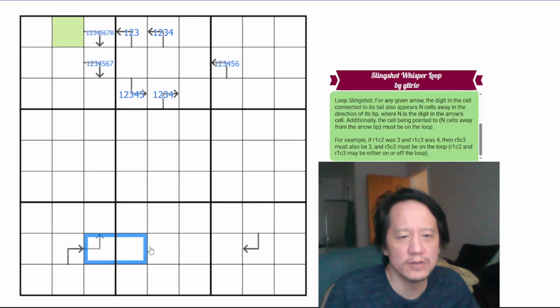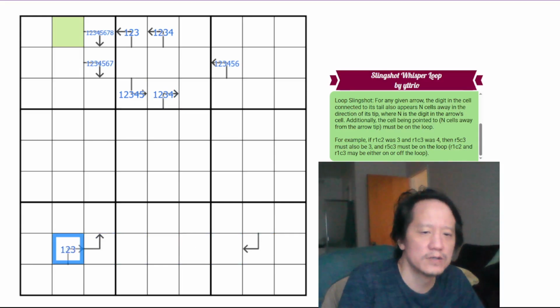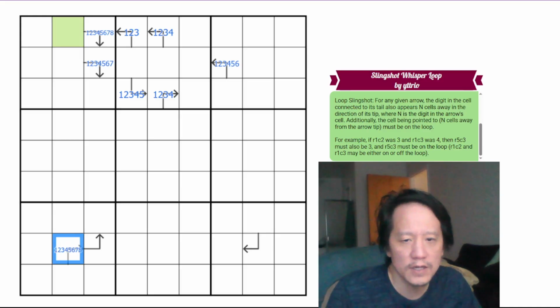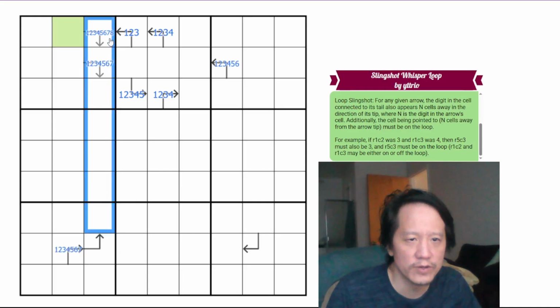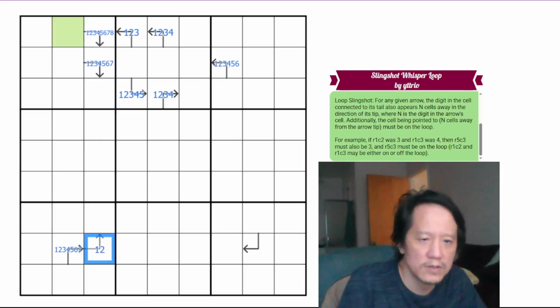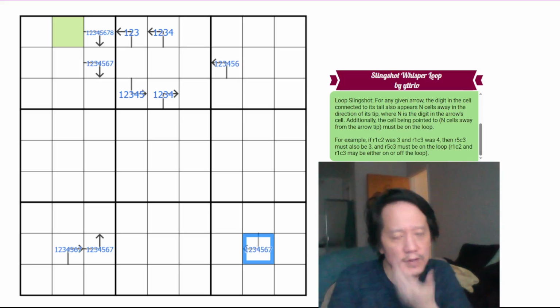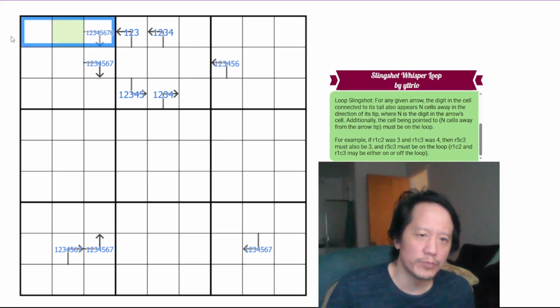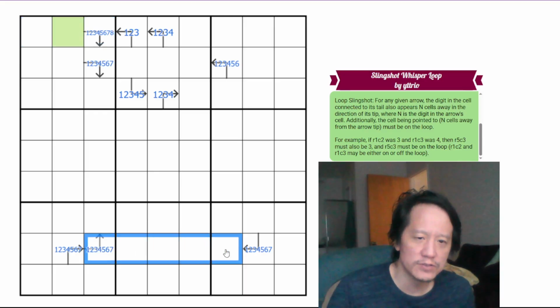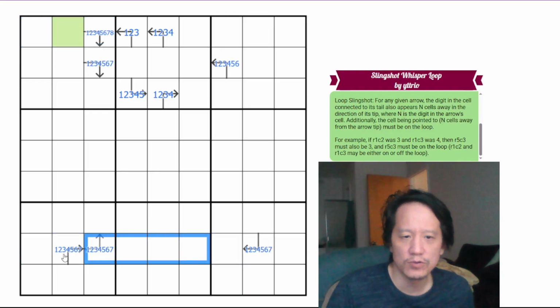This has to be up to 7 away. And this is up to 7 away here. This is also up to 7 away here. So we know the loop has to go up to here, and it has to at least go somewhere here. We don't know where.